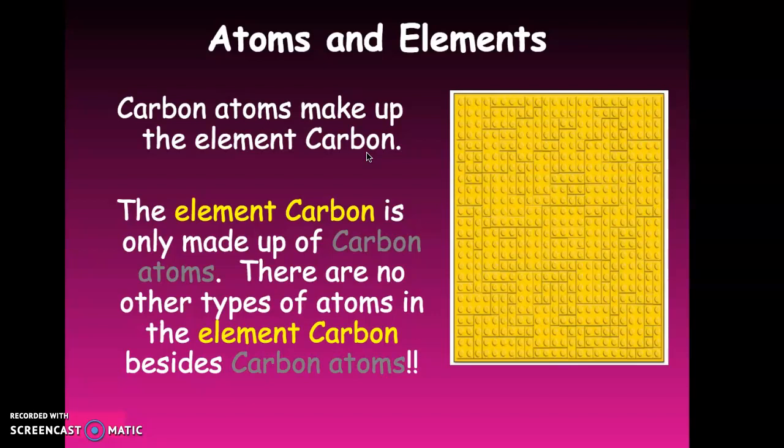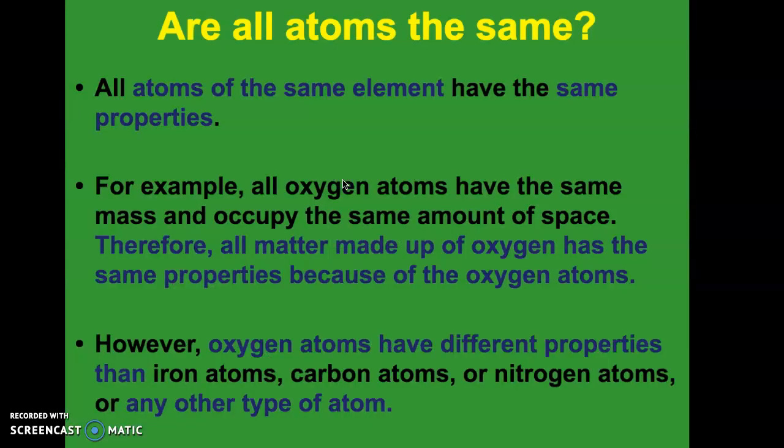Or perhaps maybe a bowl of cereal. If you've got Cheerios, you've only got Cheerios in it. You don't have any Golden Grahams or Fruit Loops in it, it's just Cheerios. All atoms of the same element have the same properties because they're like clones of each other. For example, all oxygen atoms have the same mass and occupy the same amount of space. Therefore, all matter made up of oxygen has the same properties because of the oxygen atoms that make it up.